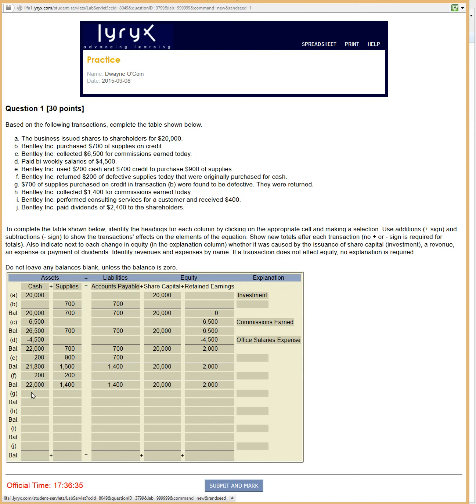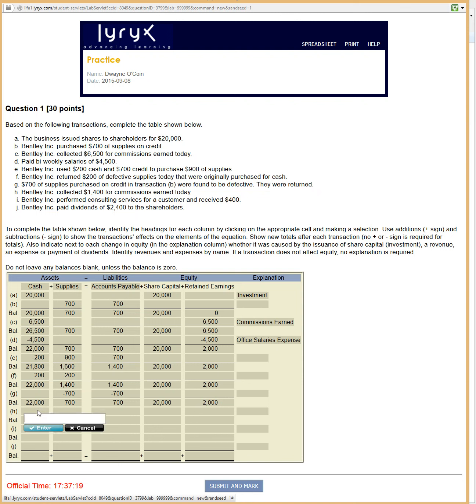G. 700 of supplies purchased on credit in transaction B were found to be defective, and they were returned. So we're going to subtract 700 of the supplies there, and of course that means we don't have to pay for them, so we can reduce our accounts payable by 700 as well. And once again, let's do the balances. 1400 minus 700 is the balance in supplies, and it turns out that that's the same as the balance in accounts payable, but it's not necessarily the case. So here we have 22,700, and here we have 22,700. There's no equity impact, so no explanation required there either.